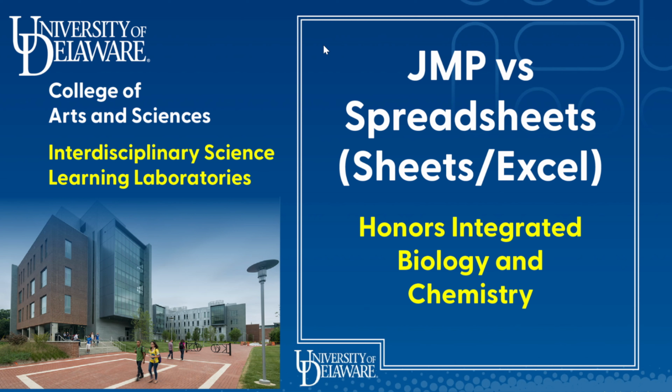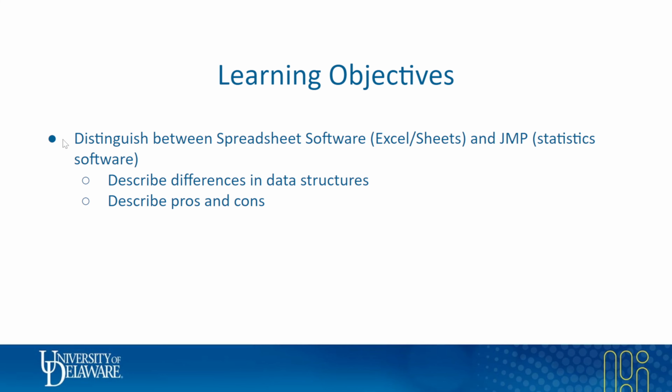So our main difference here is we really want to distinguish what is a spreadsheet program or software versus what is JMP. So what are those differences in terms of how they approach data? How do you store data in them? What does data mean? Versus what are just the general pros and cons of these programs in terms of our workflows?